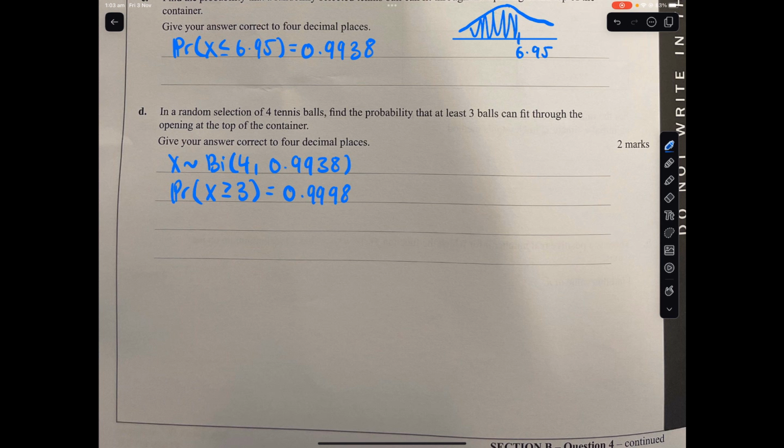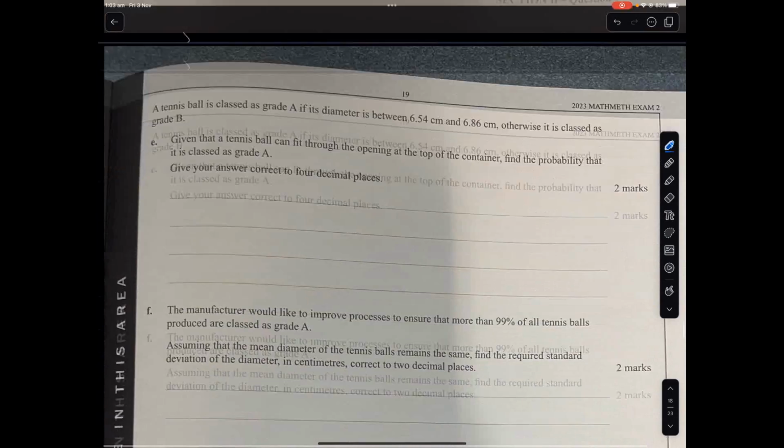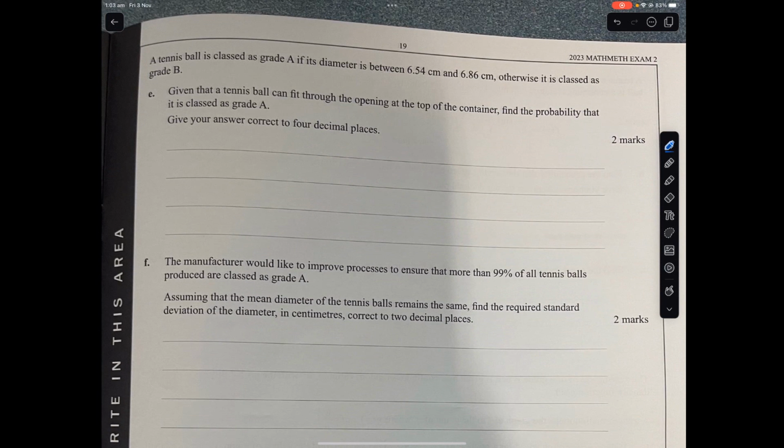Okay. Yeah. Looks good. A tennis ball is classed as grade A if the diameter is between 6.54 and 6.86. Otherwise, it is classified as grade B. Given that a tennis ball can fit through the opening at the top of the container, find the probability that it is classed grade A. Just that word, given, gives you conditional probability. So we want to find the probability of A, given that the ball can fit through the opening on top of the container.